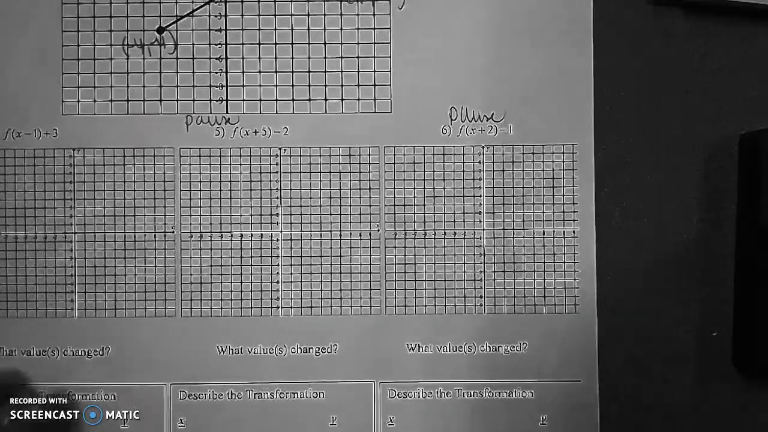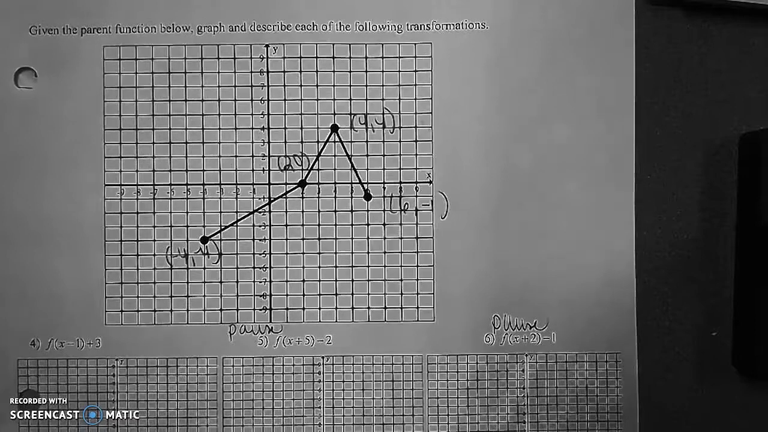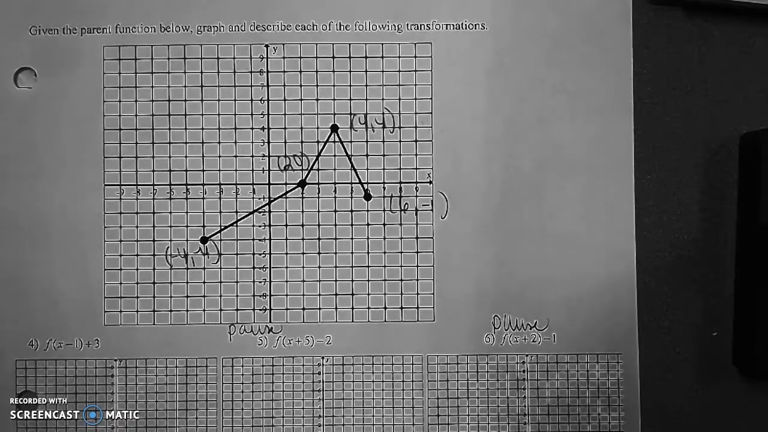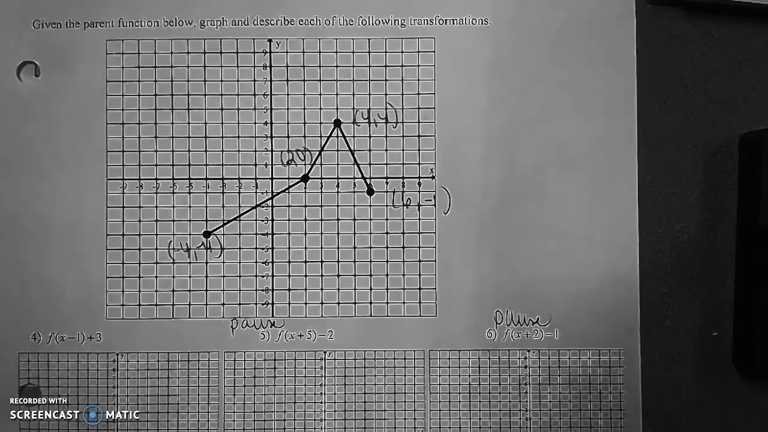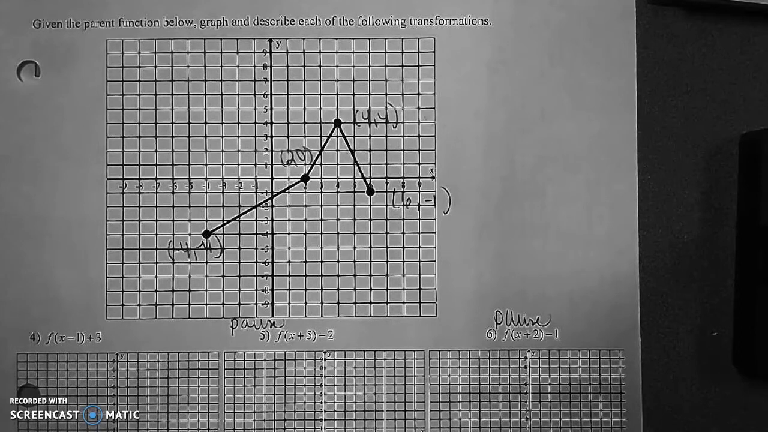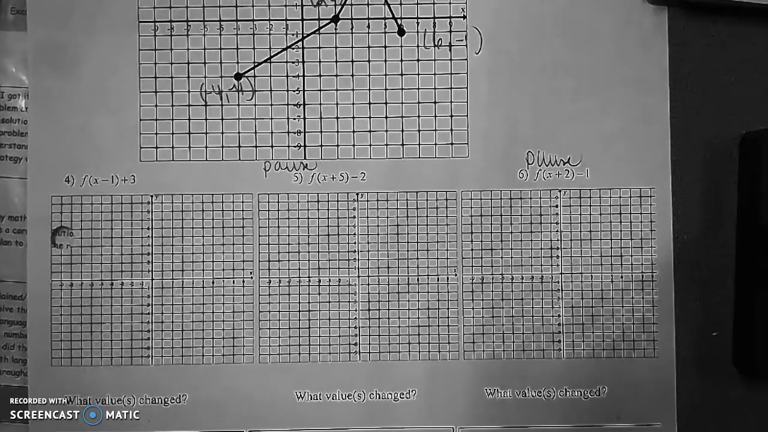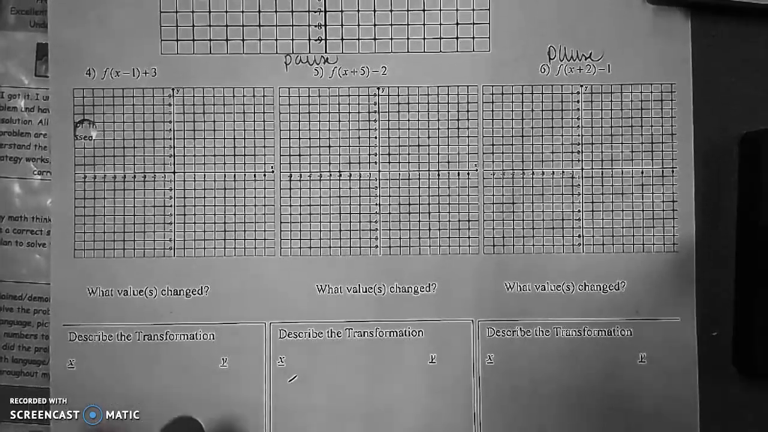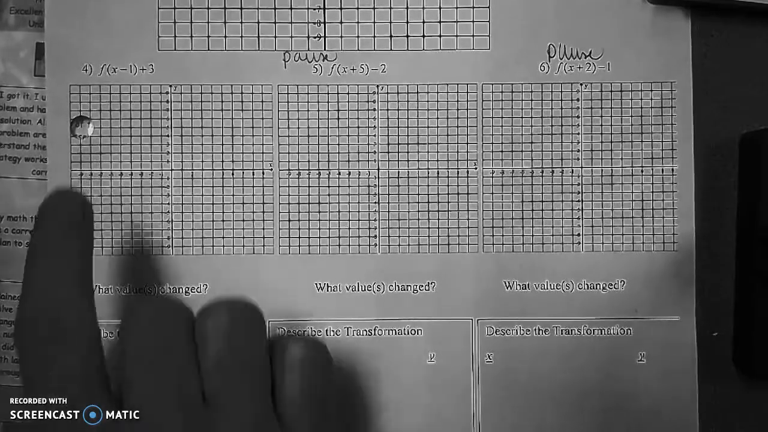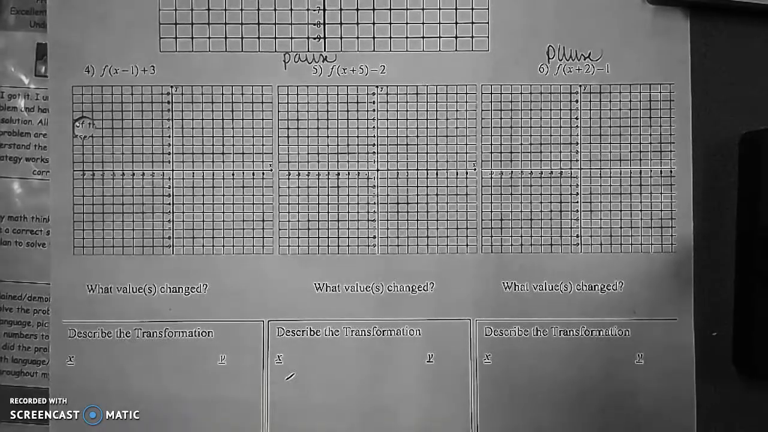Okay, so now kind of the new stuff, and we're really putting all of this together. So we have this crazy looking parent function. And I went through and I've labeled the 4 points that you see here because we're going to move those according to what it shows me here. What I would suggest you do right now is go to problem 4, pause the video, see if you can determine what this notation means.